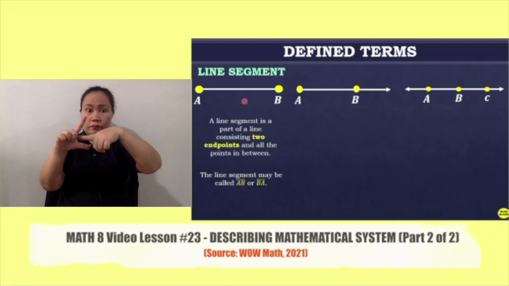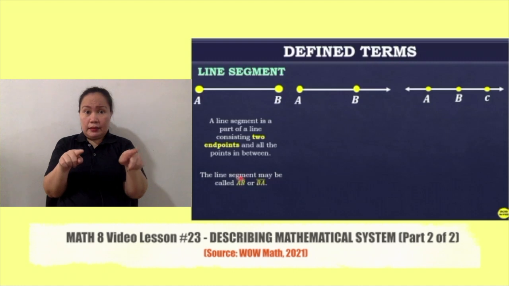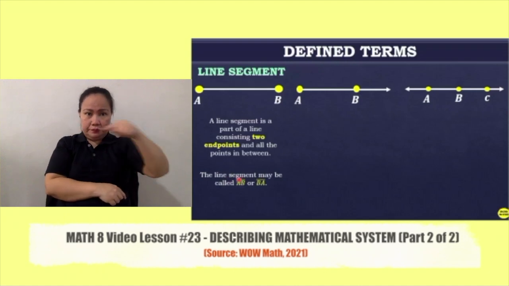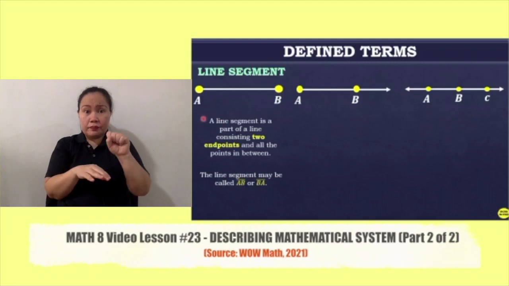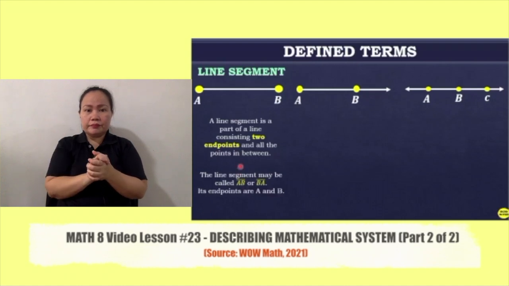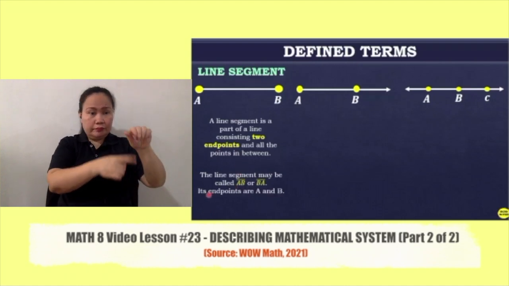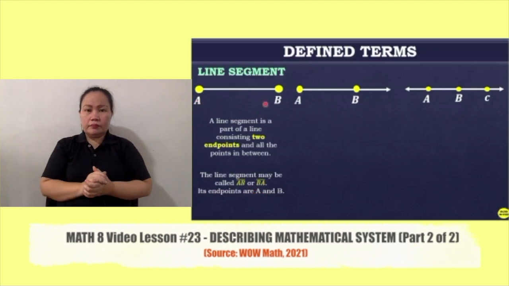Kapag line segment na siya, kung saan meron 2 endpoints, line segment din po ang symbol na gagamitin natin dito sa taas. Or, if you want, you may write the word line segment kung ayaw mong gumamit ng symbol. Okay? So, again, pwede siyang tawagin segment AB or segment BA. Next. So, from here, from the given figure, its endpoints are A and B. So, ang endpoints niya po ay A and B.